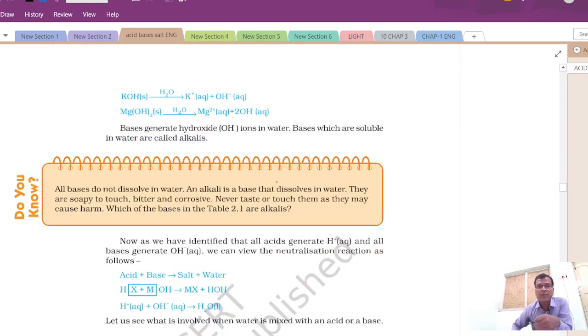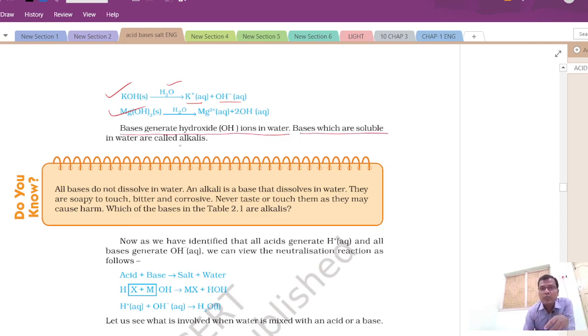You can see here further, KOH in presence of water breaking up into K plus and OH minus ion. Similarly, you can see magnesium hydroxide. So this is the basic thing, that bases generate hydroxide ion in water. Okay.